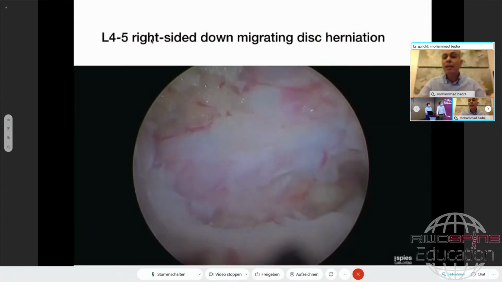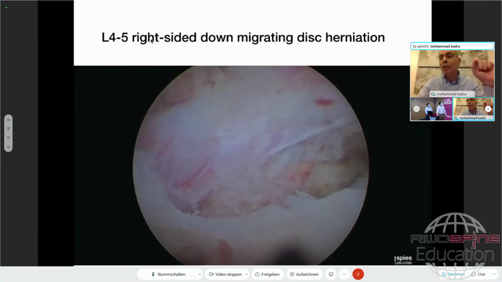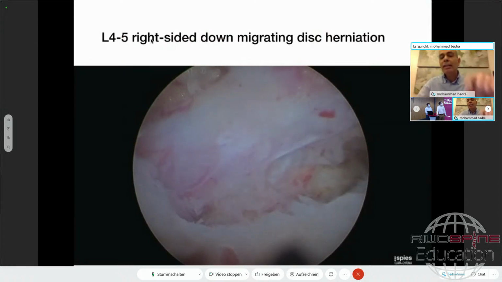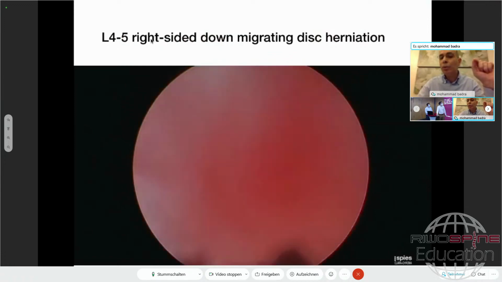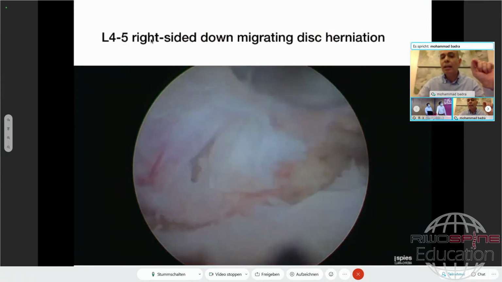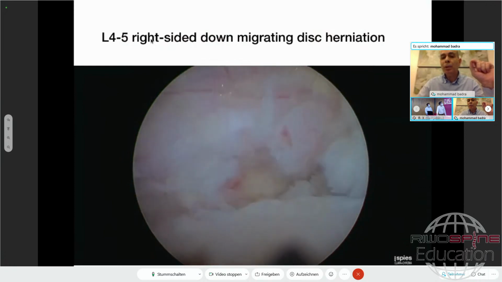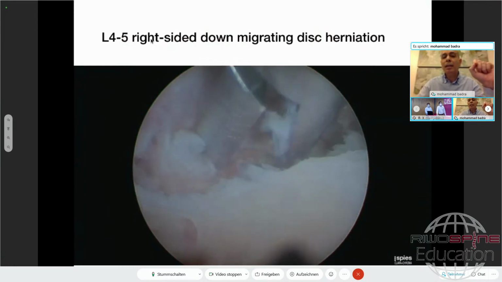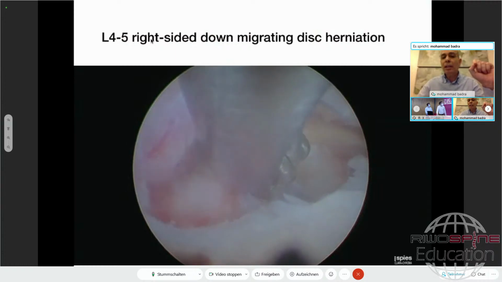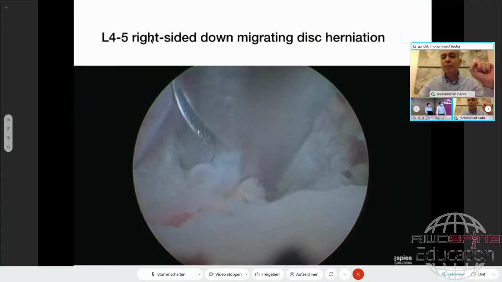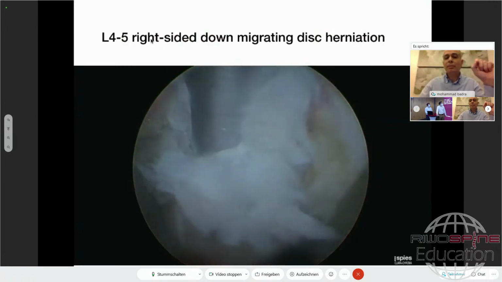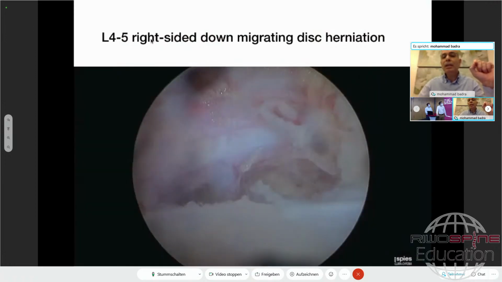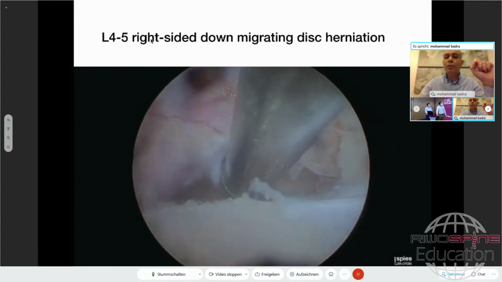But here, I did a small laminotomy at L5. This is a nerve root, and I knew that the disc hernia is just under the nerve root. So here I can put my forceps and remove the herniated disc fragment as one piece. And you can check under the nerve. You can see under the nerve.